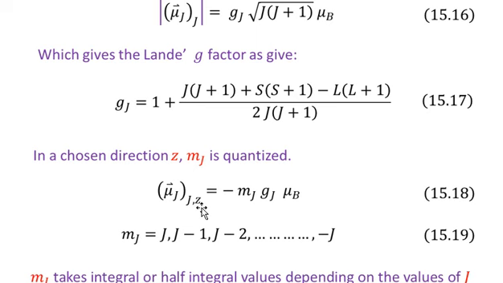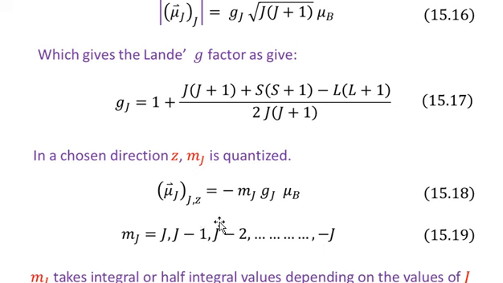So the z component of μJ, or you can say the projection of μJ in the z direction, which we write as μJ,z, is equal to minus mJ times gJ times μB. So these are the values of the z component, and you know that these are the values which can be measured experimentally, because these values stay constant.